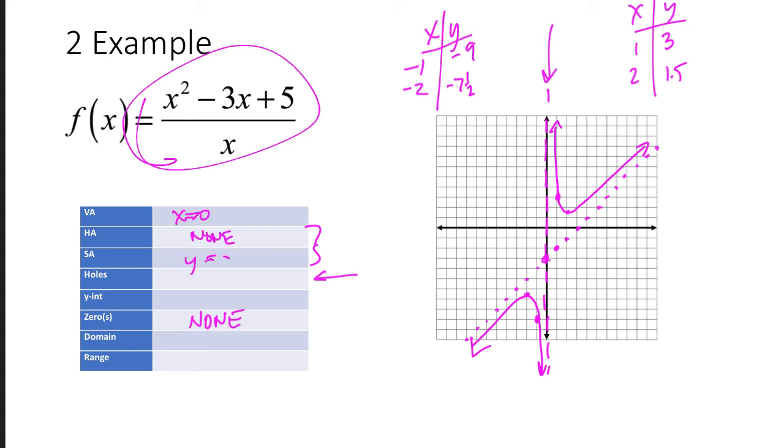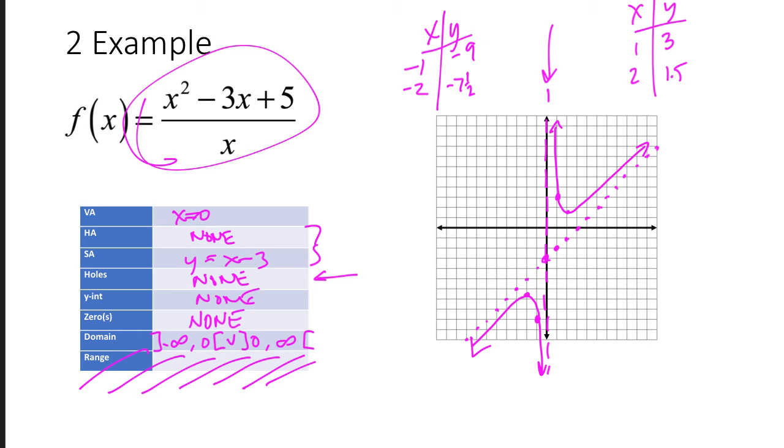None, y equals x minus 3, none, none. The domain goes from negative infinity to the vertical asymptote of 0, and then it starts back up at 0 and goes to infinity. This is one where you can't say what the range is with any level of certainty, because until you get to calculus, you're probably not going to know how low this goes or how high this goes. So I won't be asking you range questions on ones where it's impossible to answer like this.